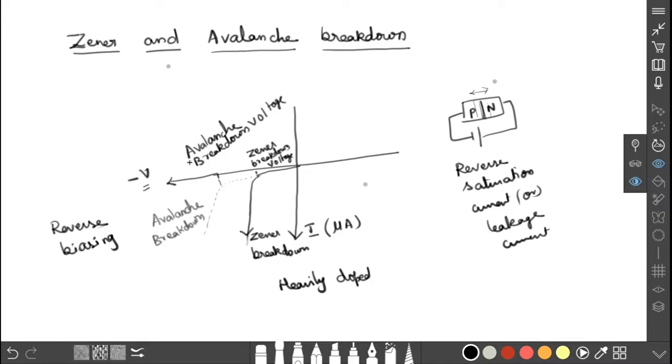The avalanche breakdown takes place in lightly doped material, and its depletion region will be wide enough. So let us discuss the Zener breakdown voltage. This Zener breakdown takes place in heavily doped material.